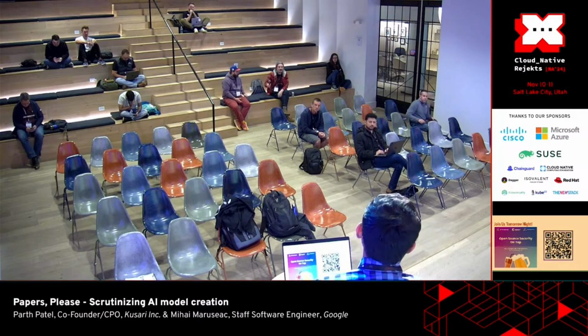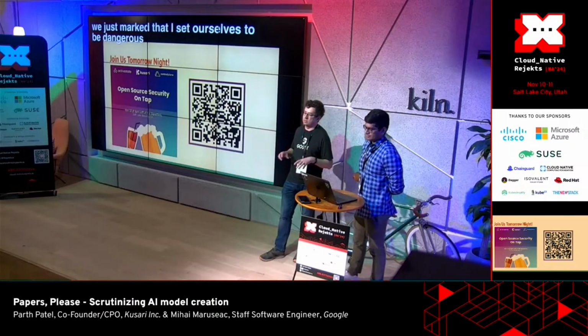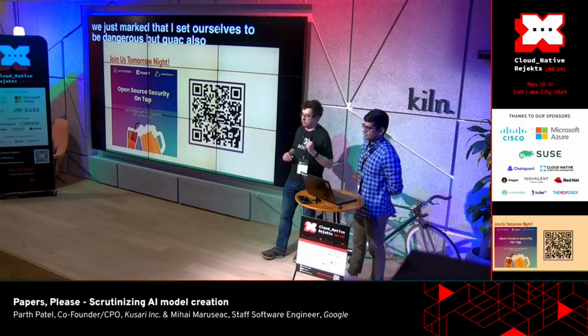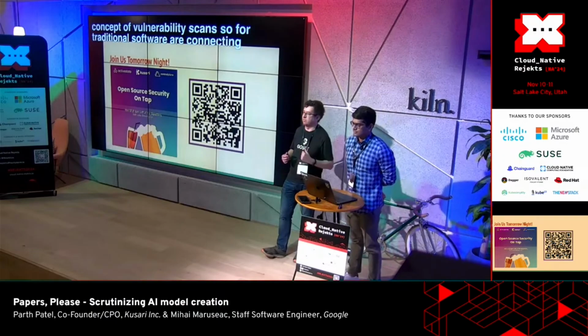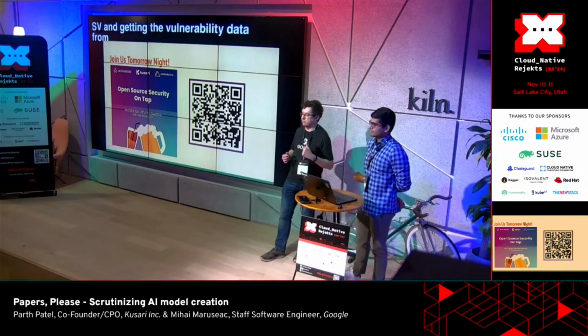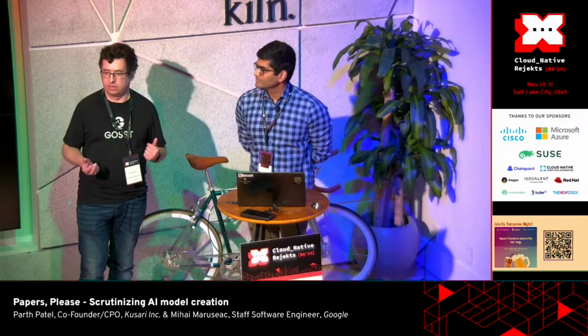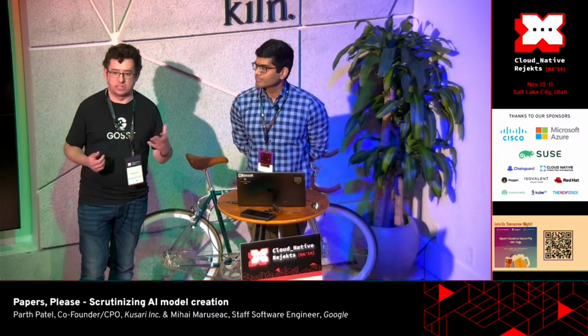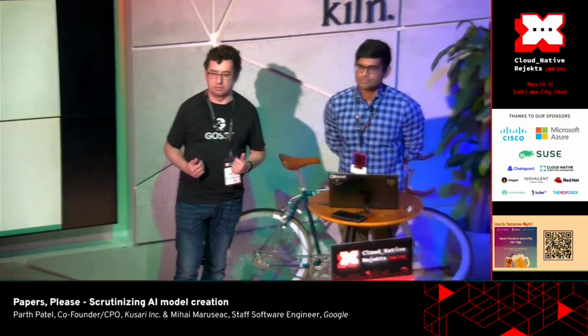Okay, so for the first part, right now we just mark the data set ourselves to be dangerous, but GUAC also supports the concept of vulnerability scans. For traditional software, we are connecting to OSV and getting the vulnerability data from there, and then you can query based on vulnerabilities. There are some startups that are trying to look for vulnerabilities in ML metadata, ML models, ML datasets, and so on. We can integrate with those too and use the same approach.